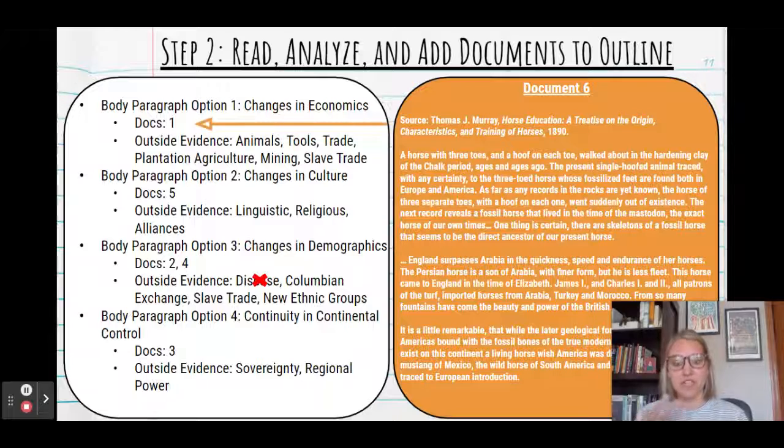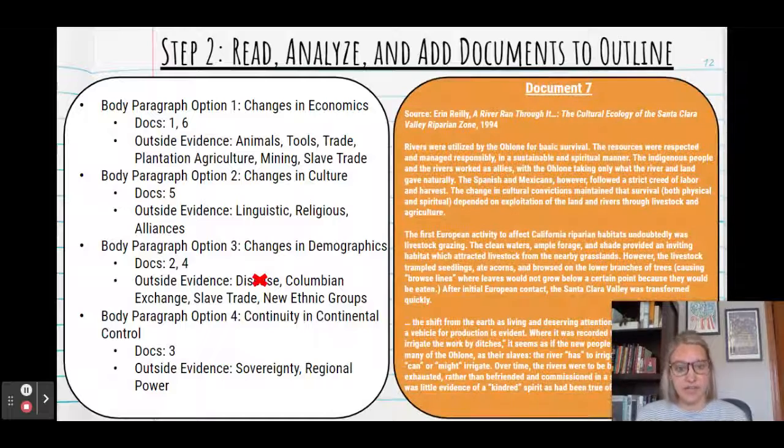And so what they usually come up with is that it would lead to significant changes in economics. It would lead to types of work being easier. It would impact hunting and gathering. It could have impacts in transportation. And so usually with document 6, we move to changes in economics.